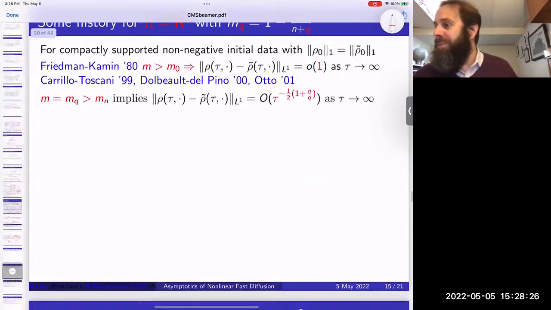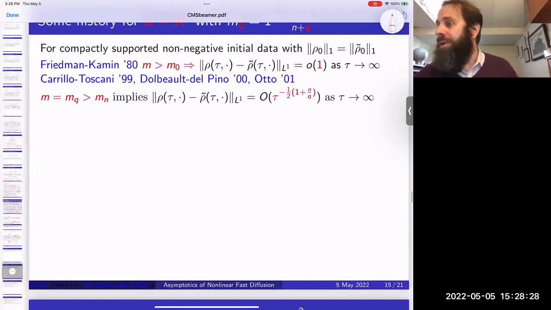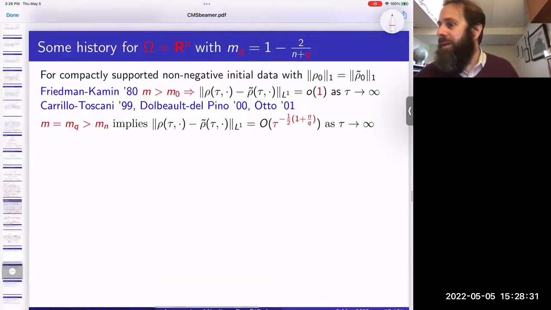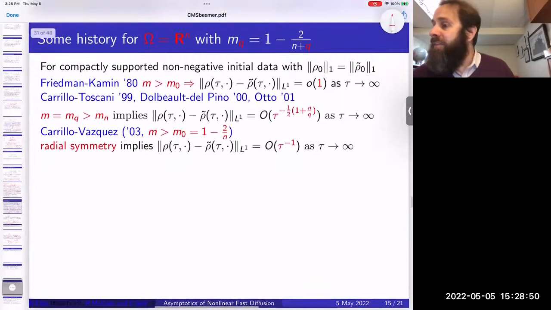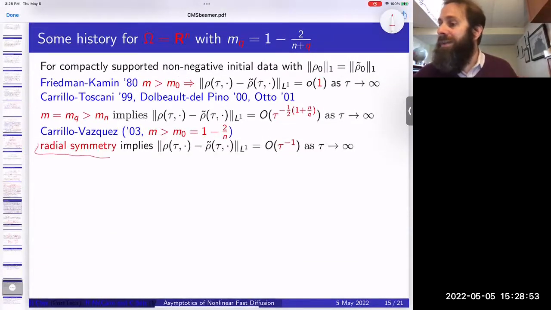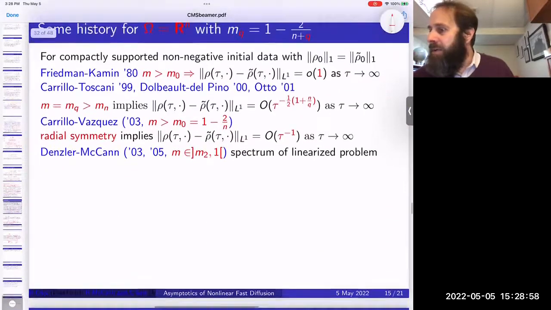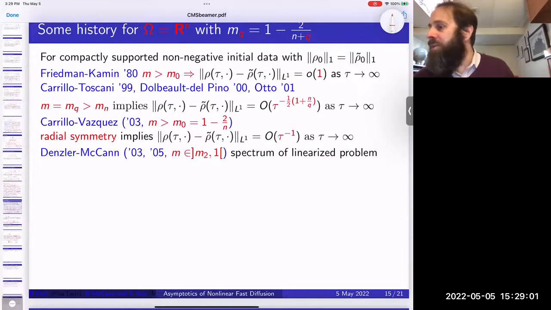Three groups of authors at about the same time, around 2000, showed that if m is smaller than a slightly larger exponent, m0, something like 1 minus 1 over the dimension, or 1 minus 2 over the dimension, then you can quantify the rate of contraction, and there's some exponent that depends on exactly what nonlinearity you're dealing with. Carrillo and Vázquez showed that if you restrict your attention to radially symmetric initial data, you can improve the rate of convergence. Jochen and I rescaled and linearized the problem, and were able to find the spectrum.